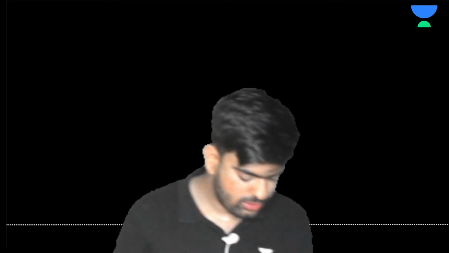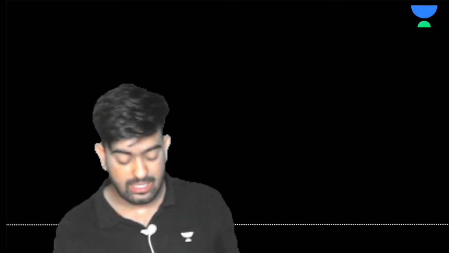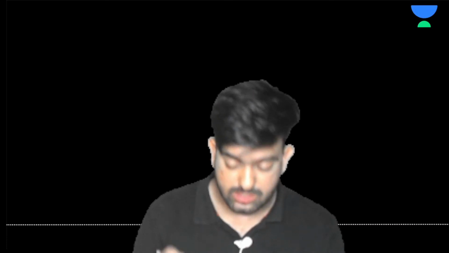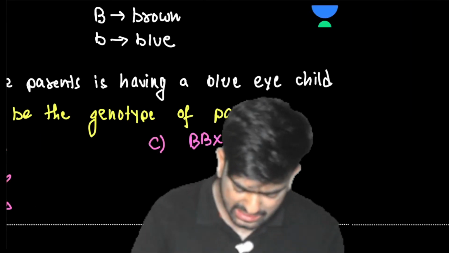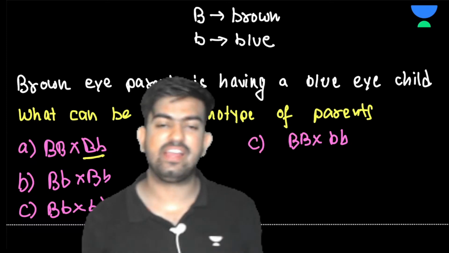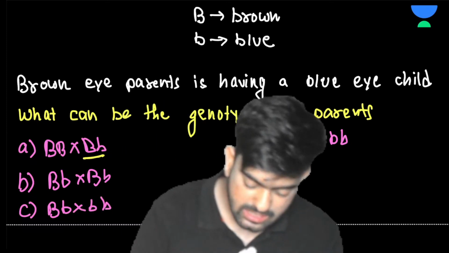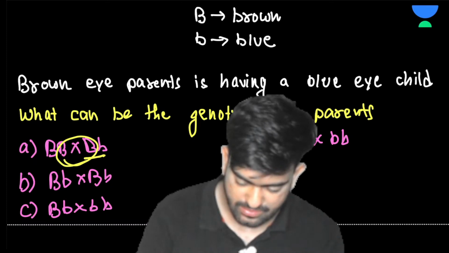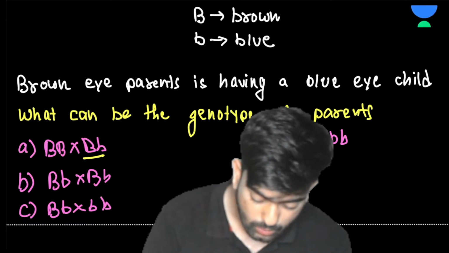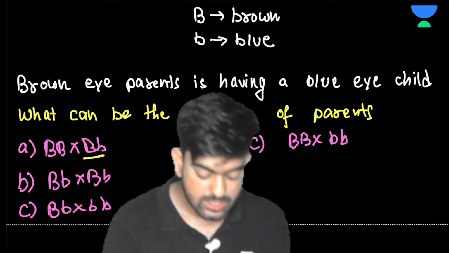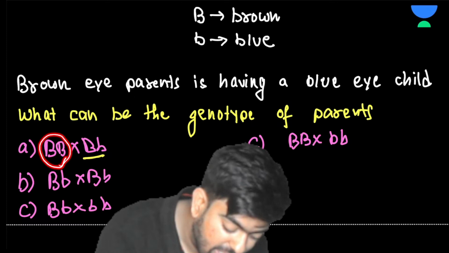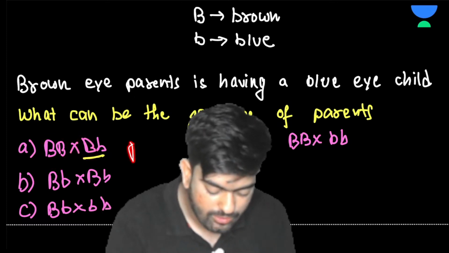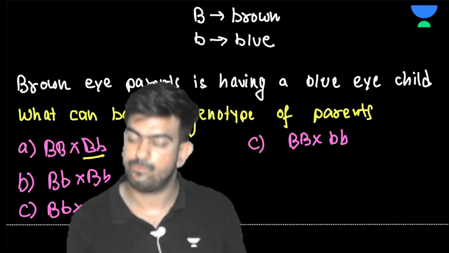So here, according to this question, the parents are producing a recessive character. My question is, is this combination able to produce the recessive character? No. How did you decide, sir? See, they are having capital B. How will they have a combination of small b and small b? No, it's not possible.